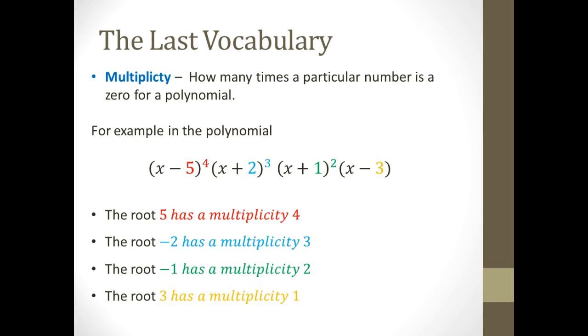So given this polynomial, one of the roots is 5. It has a multiplicity of 4. Now, it's not a coincidence that the exponent on that expression, x minus 5, is 4. The next expression, x plus 2 to the third, has a multiplicity of 3. Again, note that the exponent represents the multiplicity.